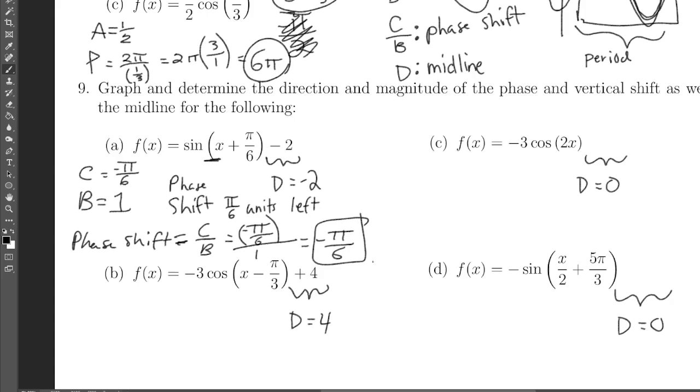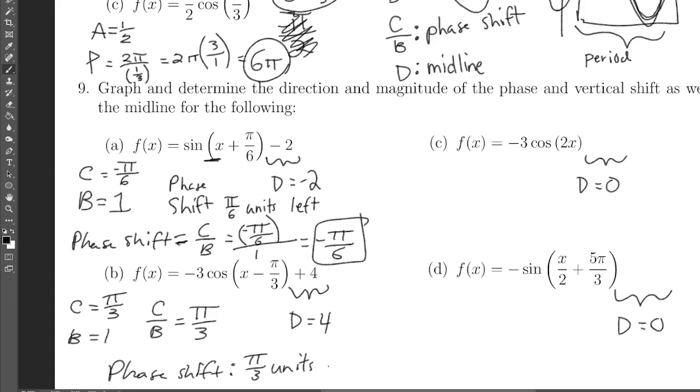All right, we'll do the same thing for B and C and D. So here again, this doesn't matter. This is just amplitude, so it isn't going to affect phase shift at all. So C here equals pi over 3. Notice it's positive pi over 3 because this is supposed to be a subtraction. B here is 1 again. So C over B, again dividing by 1, so we just get pi over 3, meaning our phase shift is pi over 3 units right.